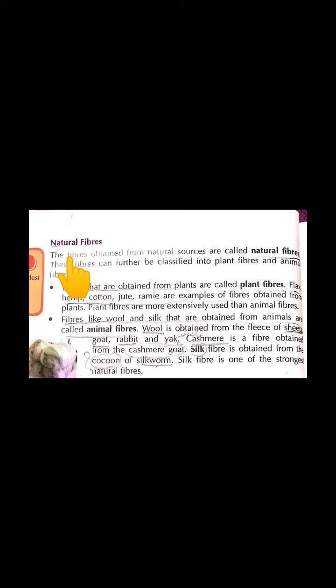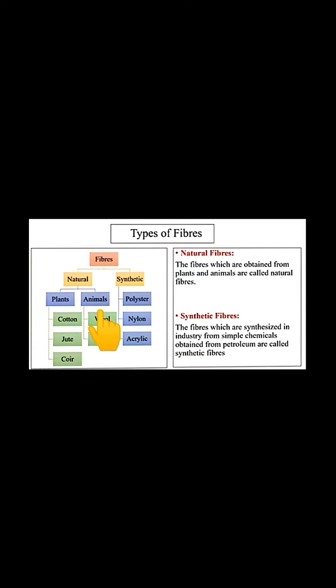Let's discuss natural fibers. The fibers obtained from natural sources are called natural fibers. These fibers can further be classified into plant fibers and animal fibers. The fibers that are obtained from plants are called plant fibers. Flax, hemp, jute, cotton, ramie are examples of fibers obtained from plants. Plant fibers are more extensively used than animal fibers. These plant fibers are more in trend as compared to animal fibers. Now let's discuss animal fibers.